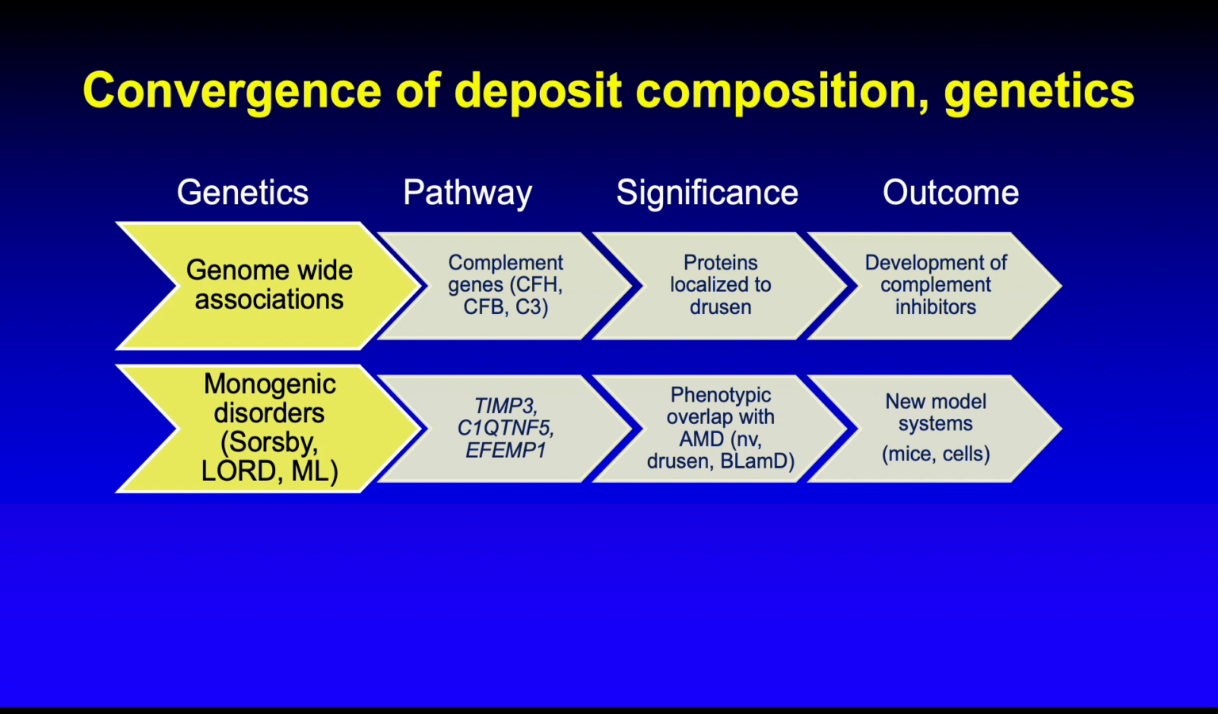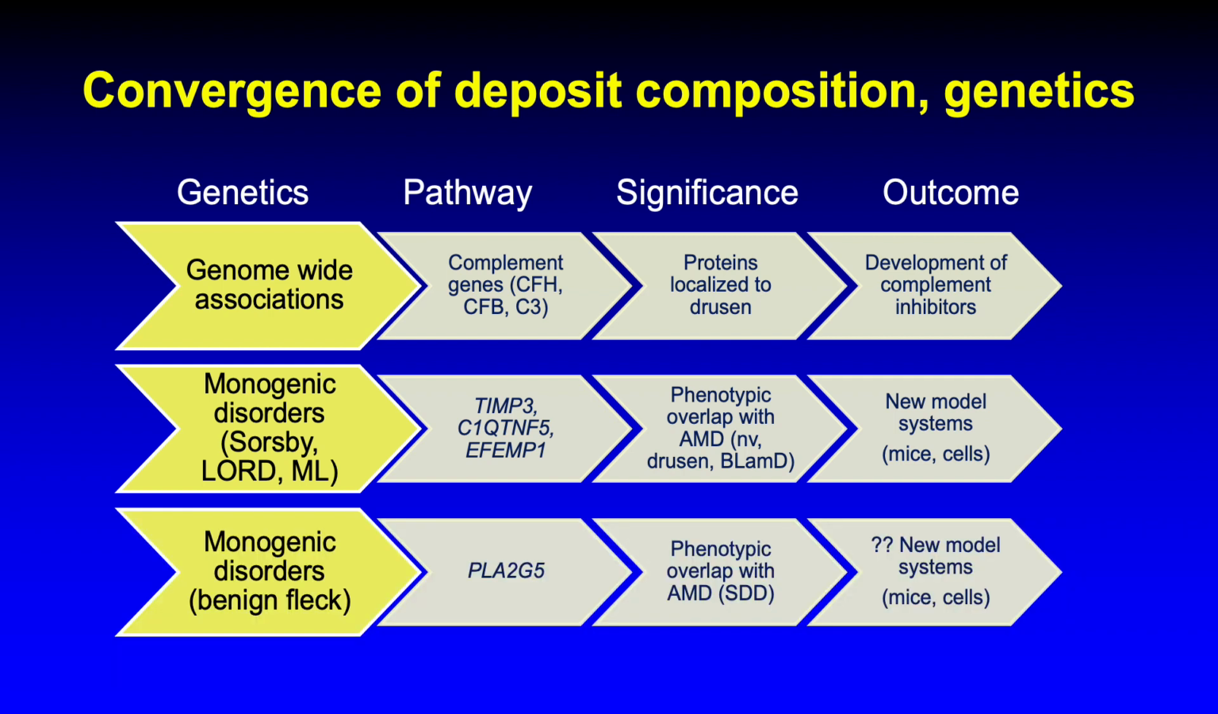Here's a convergence of a different type. The monogenic inherited retinopathies like Sorsby fundus dystrophy and Malattia Leventinese have phenotypic overlap with AMD, providing a single gene that can be exploited experimentally to create new cell and animal models. We can hope that similar progress can be made after finding the convergence of lysolipids in SDD and PLA2G5 expression.